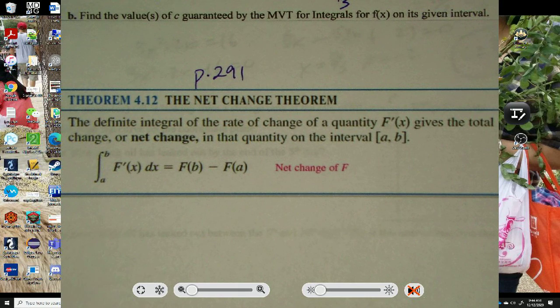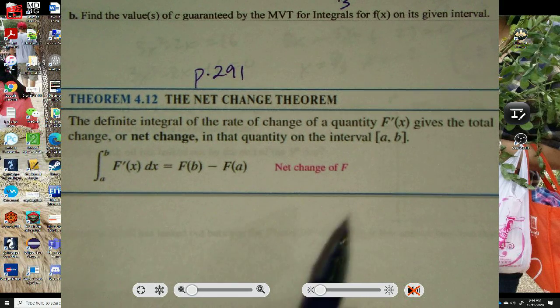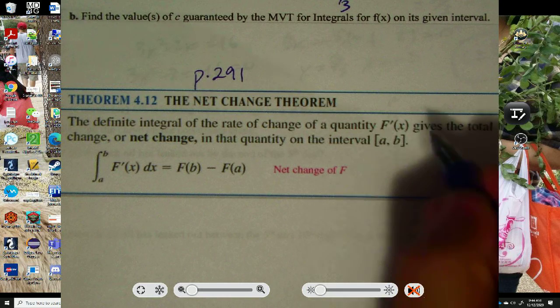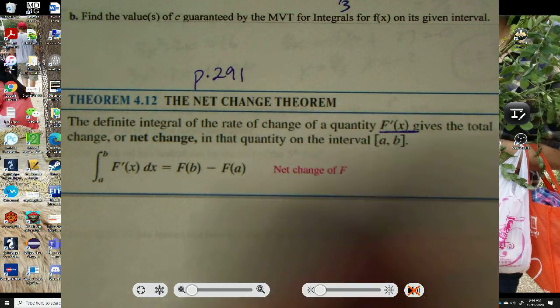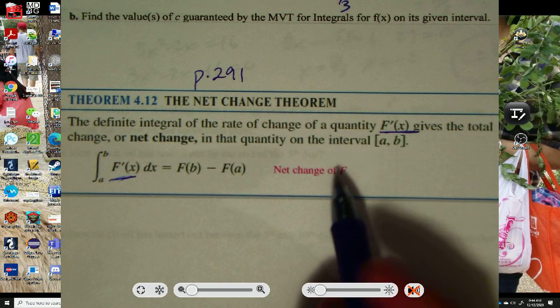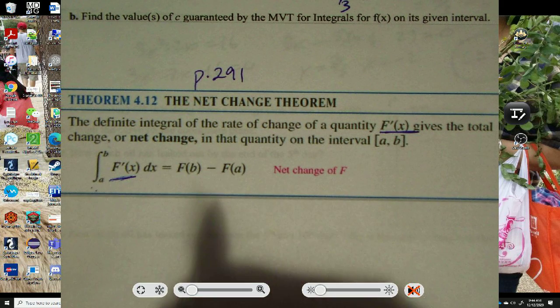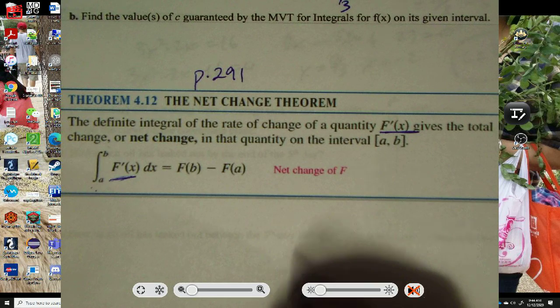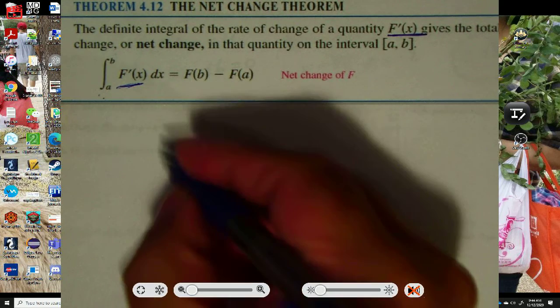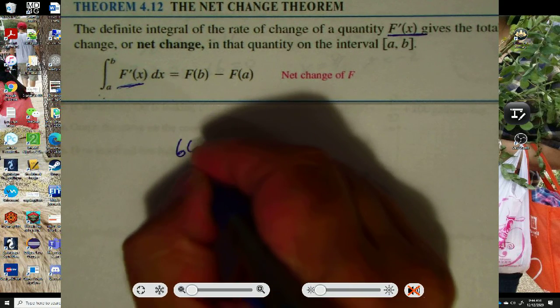Alright, the net change theorem goes like this. If I'm given the rate of change, so I'm given the derivative of a function, then if I integrate that between those two limits, I get the actual net change of the function. Alright, so let's say I have a constant speed of 60 miles per hour.